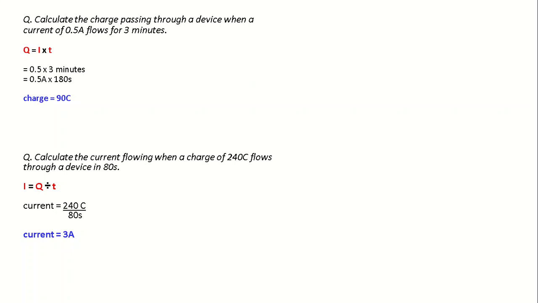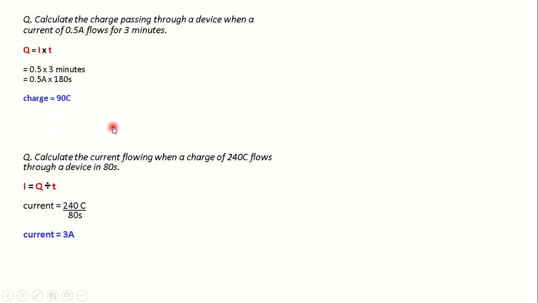Calculate the charge passing through a device when a current of 0.5 amps flows for 3 minutes. In this case, we use the formula Q equals I times T. But then we need to change 3 minutes to seconds by multiplying it by 60. So in that case, we have our charge as 90 coulombs: 0.5 amps times 180 seconds gives us this.